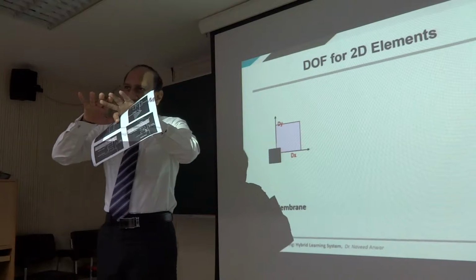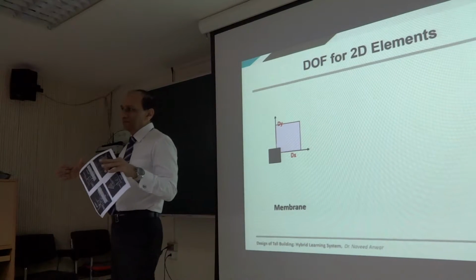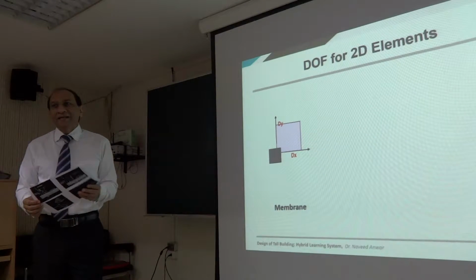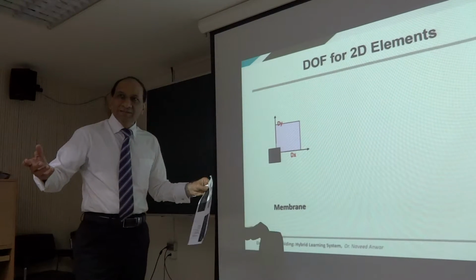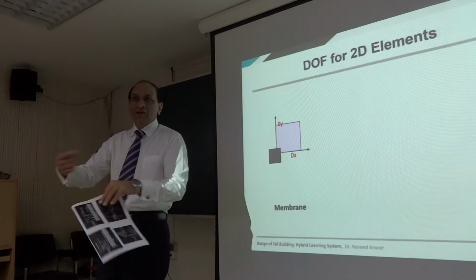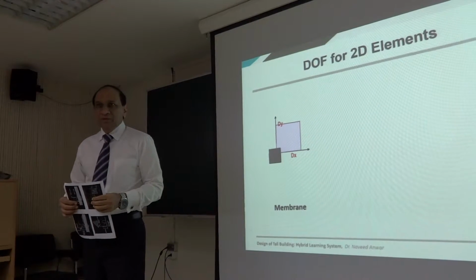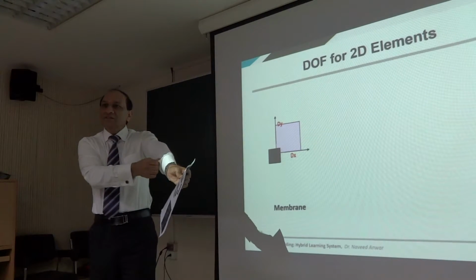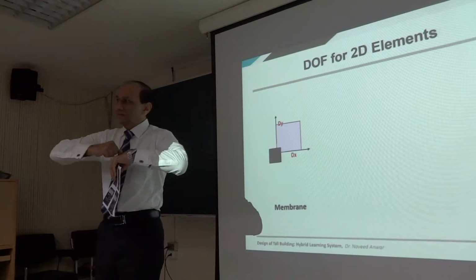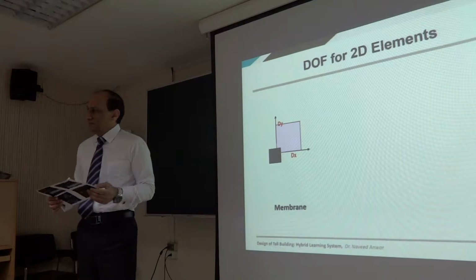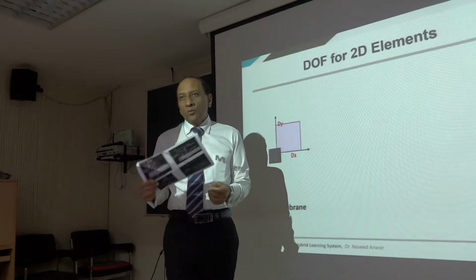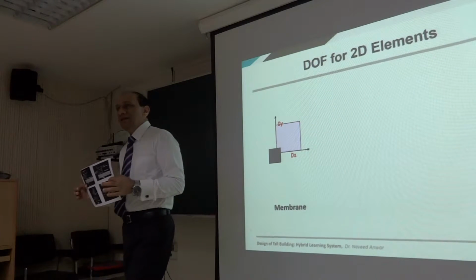It has good strength in its own plane, but it has no strength in bending. So cloth is a membrane. You can fold it, roll it, right? But when you wear it, I can still pull it, it will still not break. But I can bend it, it will not have any stiffness. So a membrane is an element which has no bending stiffness, has only in plane.